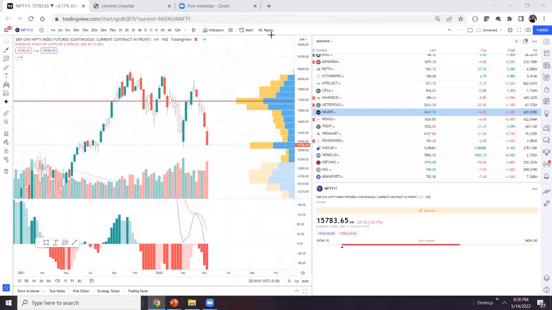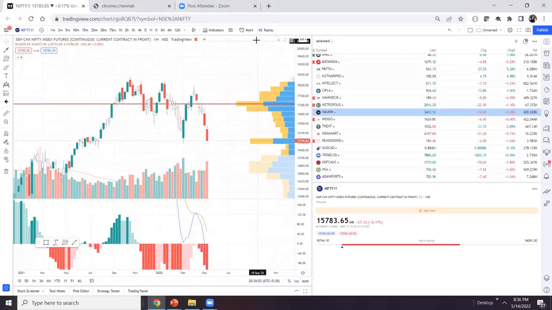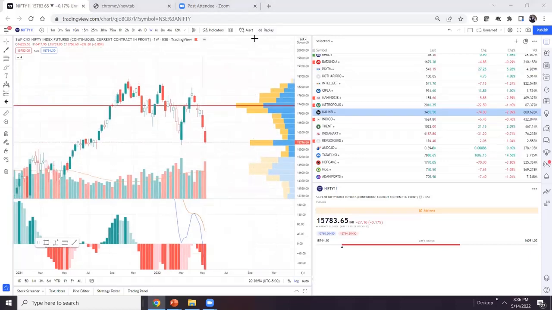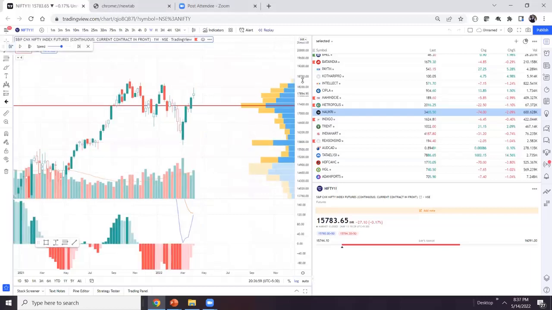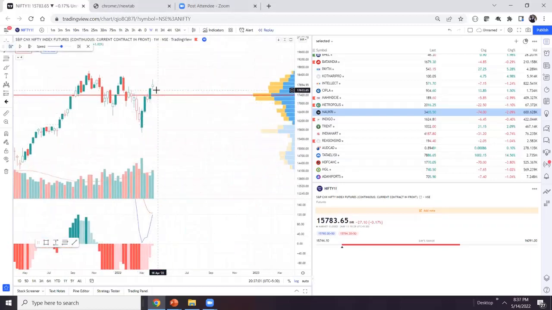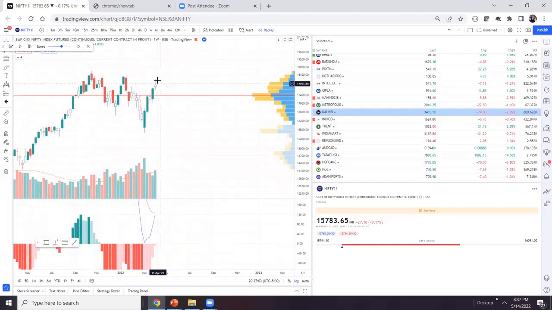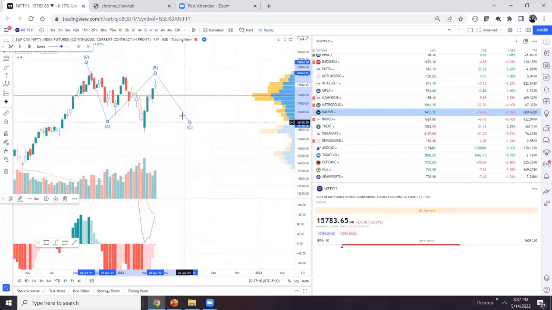Where is it? Suppose I am clearing this. So at this point of time, now I know that there is a possible C wave coming. Yes, this is right. I am predicting that this is A, this is B, and the market should go down to complete the C wave. So I am predicting this.